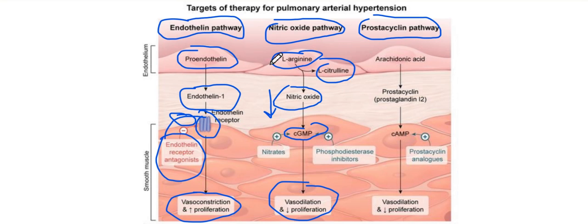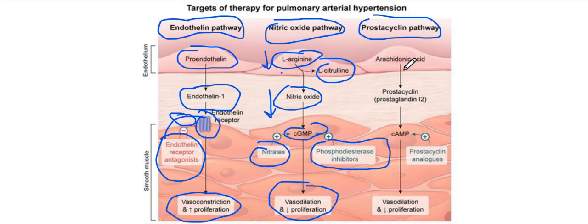So how can it be decreased? It can be decreased due to decreased L-arginine. It can be decreased if there is a deficient pathway. If this nitric oxide pathway is deficient, then it can cause pulmonary hypertension. So how can we prevent pulmonary hypertension through this pathway? We can give nitrates and we can give phosphodiesterase inhibitors. So what are the phosphodiesterase inhibitors? These are sildenafil and similar drugs that are available in the market.